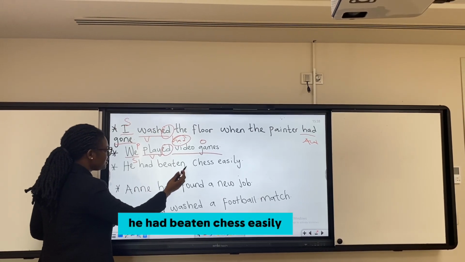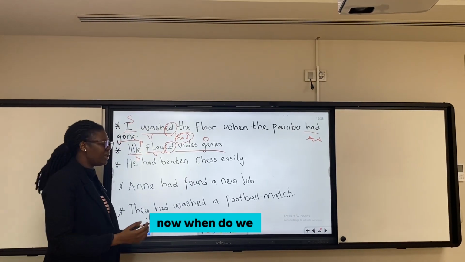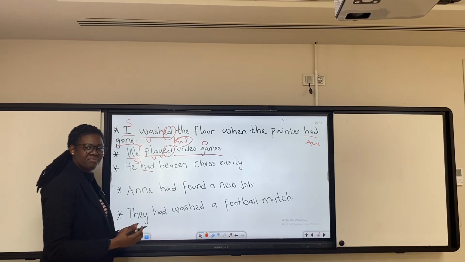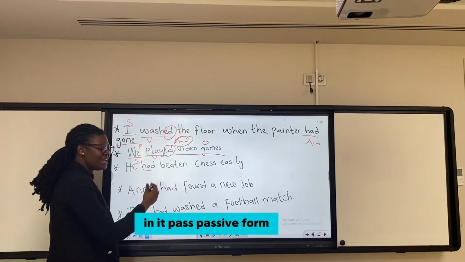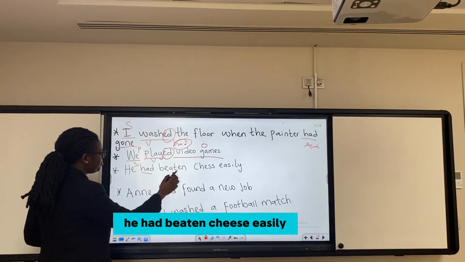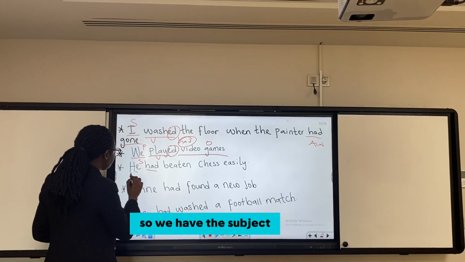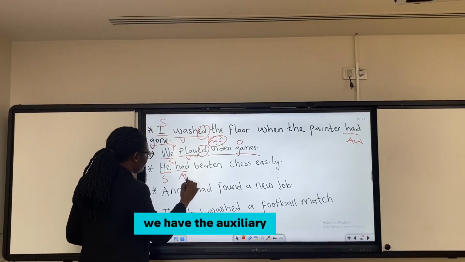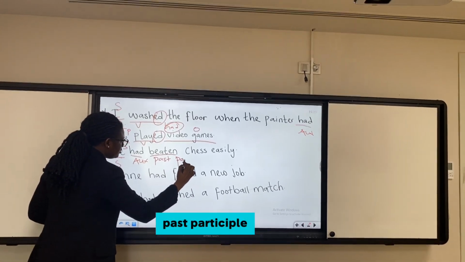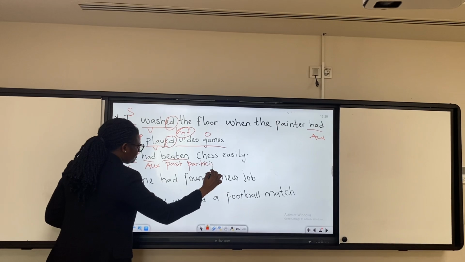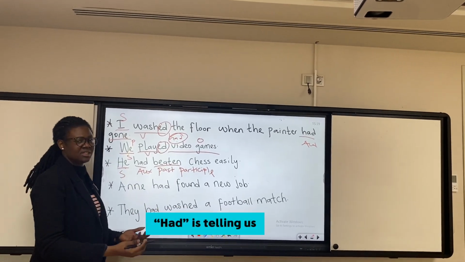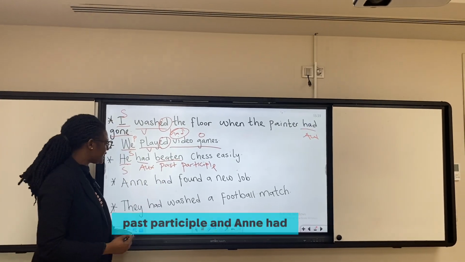He had beaten Chase easily. Now, when do we use had? Most of the time we use had when the preceding verb is in its passive form, that is, the past participle. He had beaten Chase easily. So we have the subject, we have the auxiliary, and we have the past participle. So this is something in the past. Had is telling us about the past, and we have beaten again, past participle.